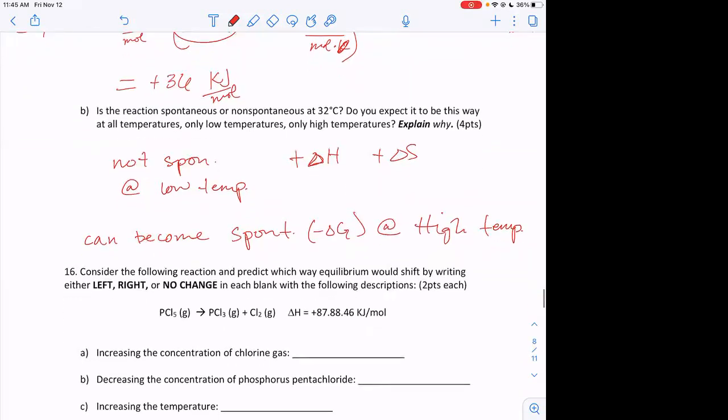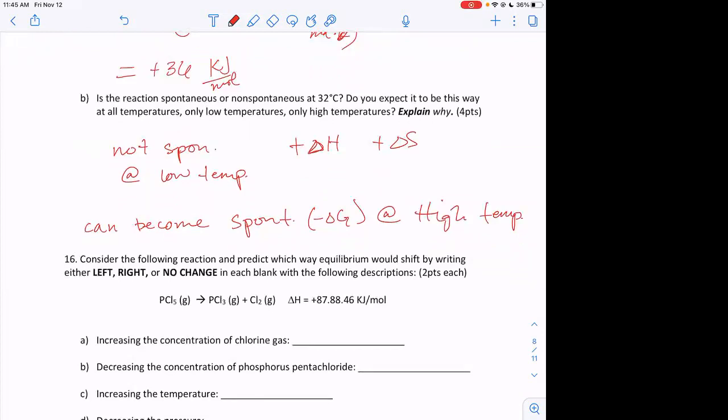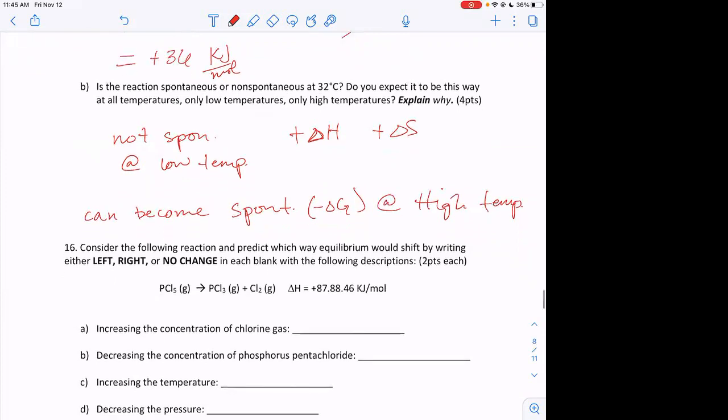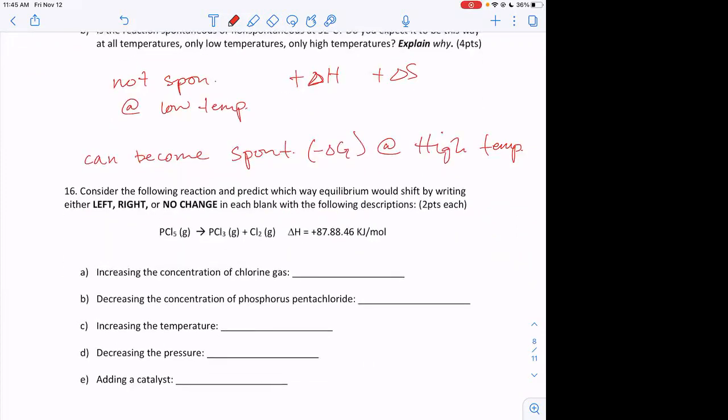So if you just gave me not spontaneous at low temps, can become spontaneous at high temps, I would give you 3 out of the 4 points. All right, 16 and 17, and then we're done.